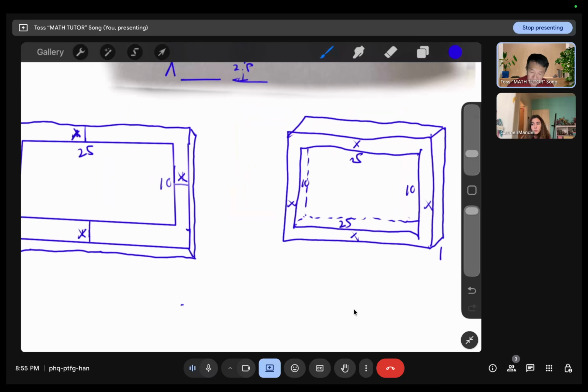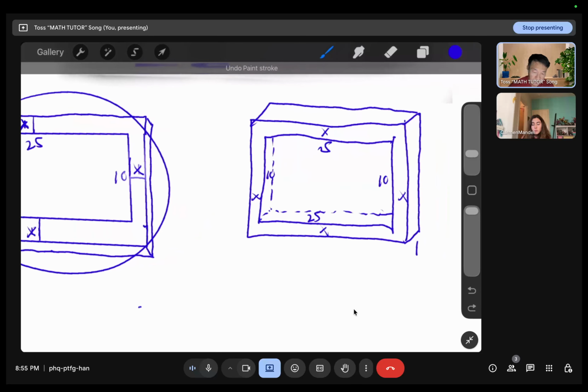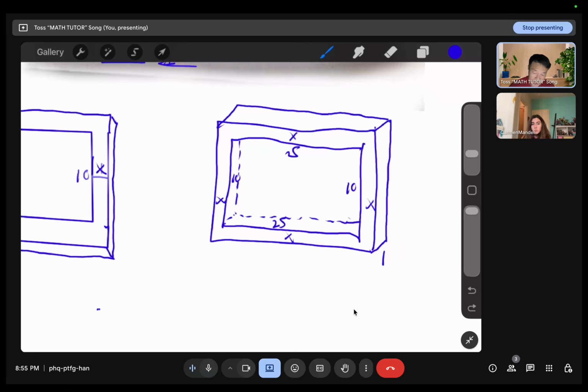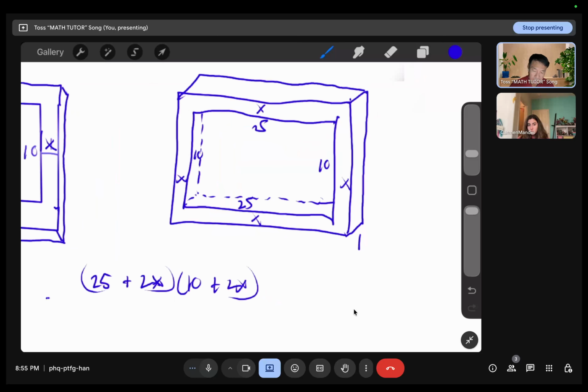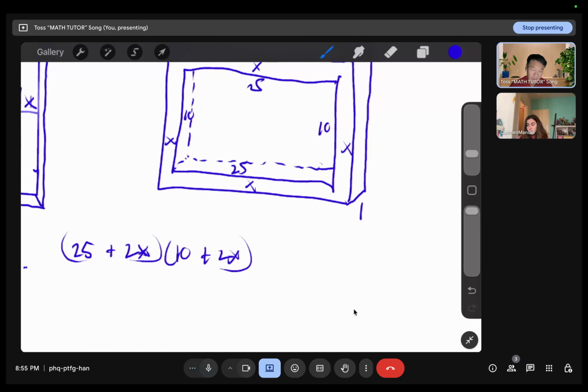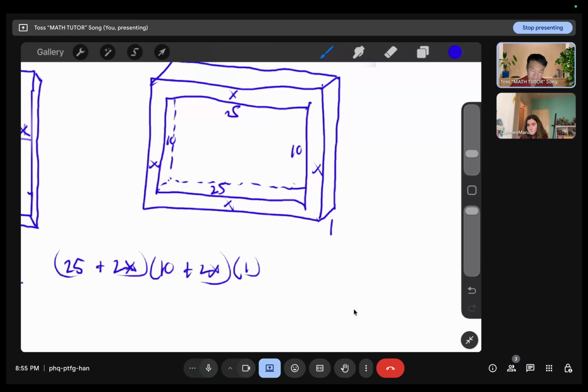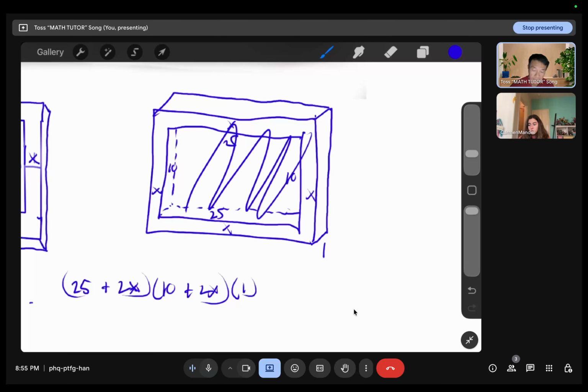The volume of this whole thing, based on what we're doing here, the volume of this whole frame, including the inside, is going to be 25 plus 2x times 10 plus 2x. Okay, so far. Okay, times 1. The whole thing, including the inside here.